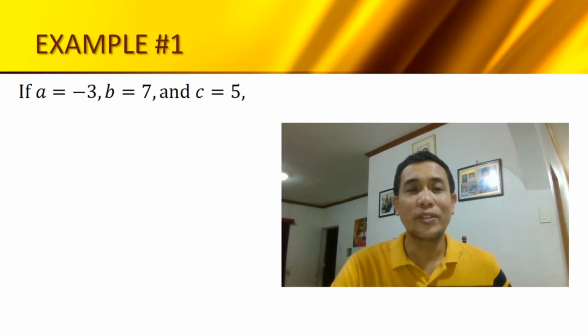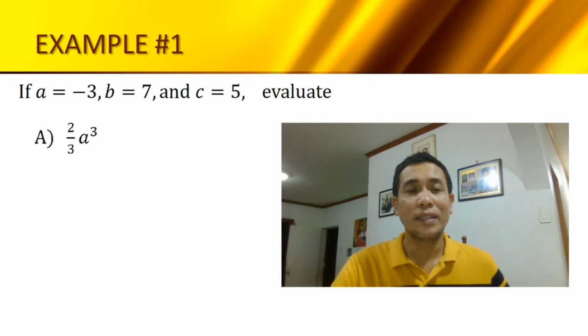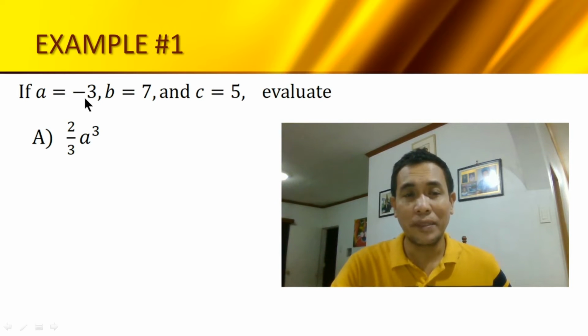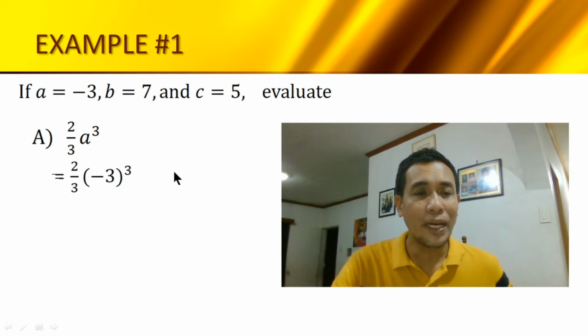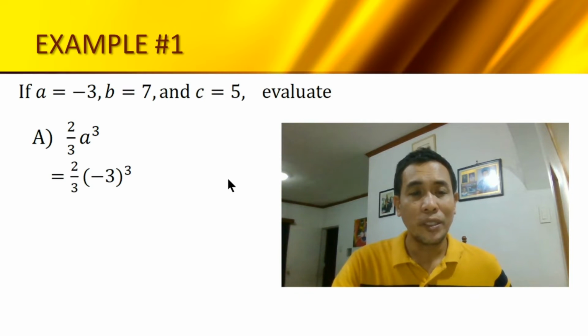If A is equal to negative 3, B is equal to 7, and C is equal to 5, evaluate 2/3 A cubed. Okay, when we speak of evaluating, the given value for A is negative 3. All we have to do is to substitute, no? Islanta na lang ang value ng A, which is negative 3, and then simplify. Alright? So, we have 2/3 times negative 3 raised to 3.